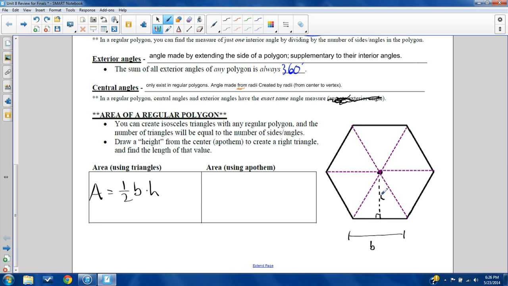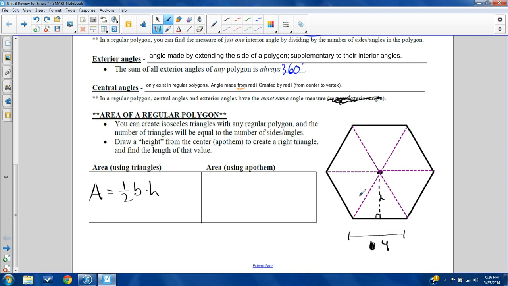It doesn't matter if you look at it like triangles or like the entire thing. This is the hard part to find, because you have to find a lot of other things with it. Maybe they tell you, in a regular hexagon, the length of one side is 6. You know what? I'm not going to use 6. I'm going to use 4.